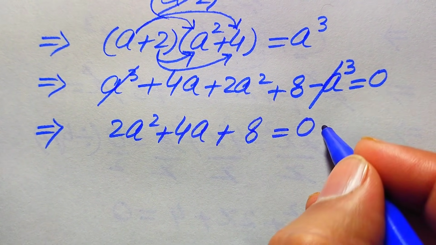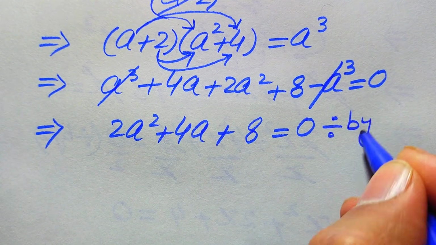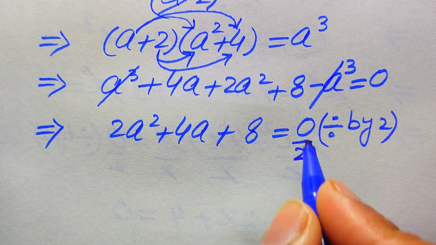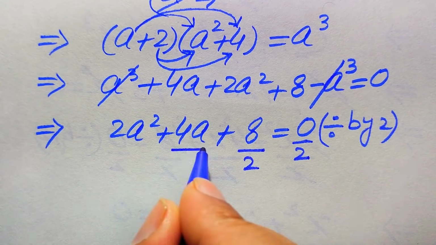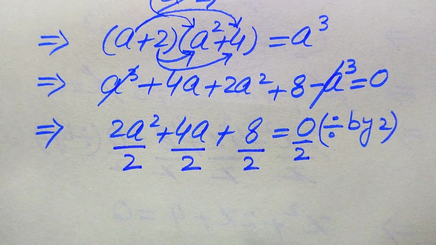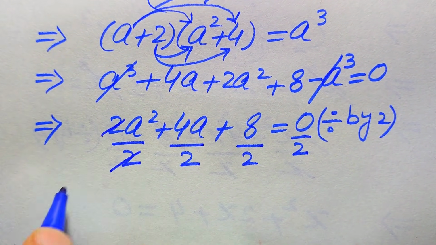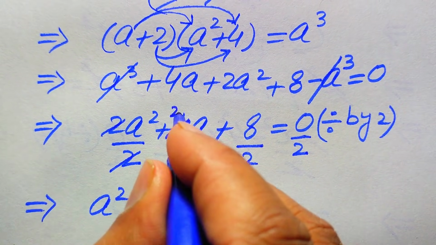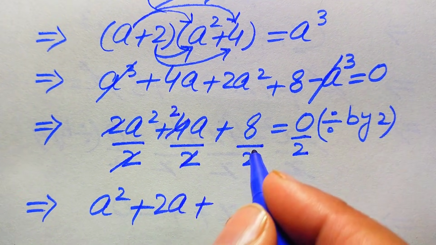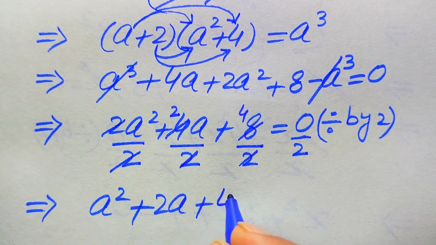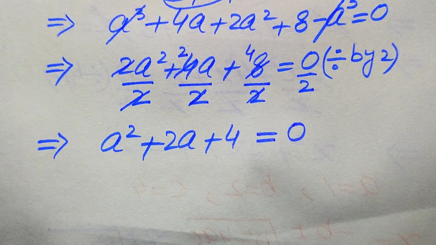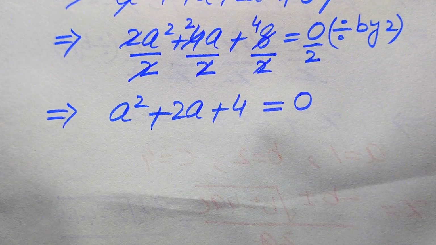You see that each of these terms is divisible by 2, so we divide each of these terms by 2 on both sides. When we divide by 2, it becomes 0 divided by 2, 8 divided by 2, 4a divided by 2, and 2a square is also divided by 2. These 2 and these 2 are gone, and we obtain a square plus 2a plus 4 equals 0 divided by 2, which becomes 0.